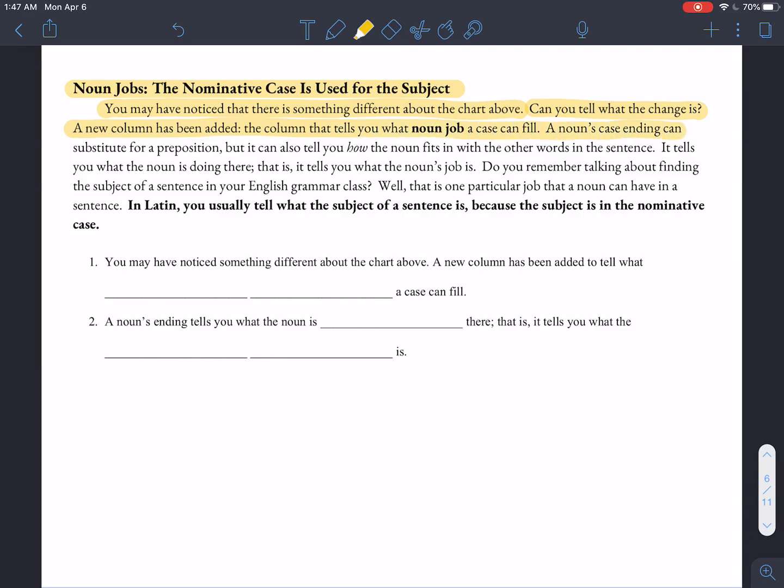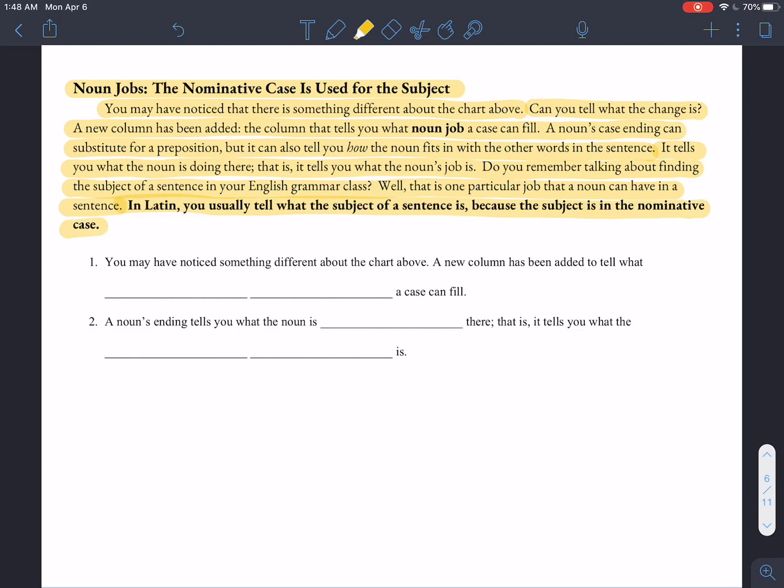A noun's case ending can substitute for a preposition, but it can also tell you how the noun fits in with the other words in the sentence. It tells you what the noun is doing there. That is, it tells you what the noun's job is. Do you remember talking about finding the subject of a sentence in your English grammar class? Well, there is one particular job that a noun can have in a sentence. In Latin, you usually tell what the subject of a sentence is because the subject is in the nominative case.